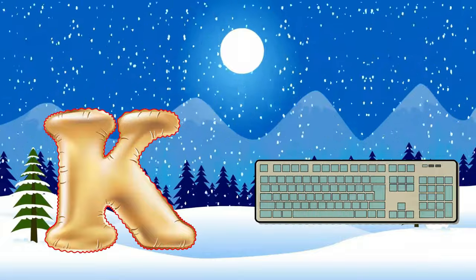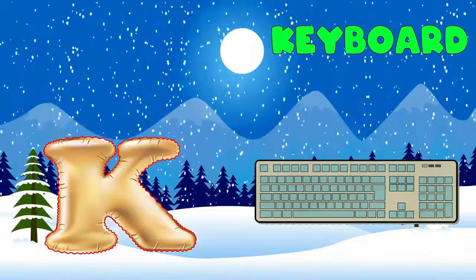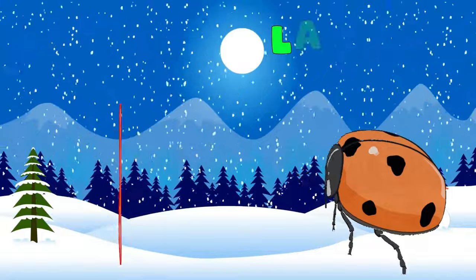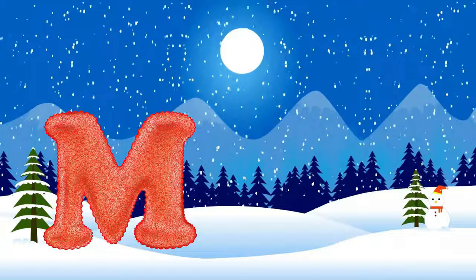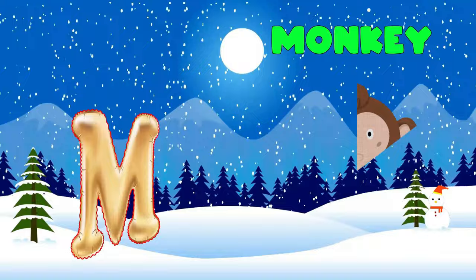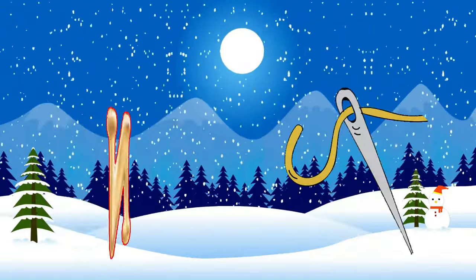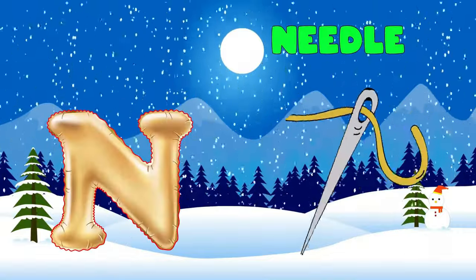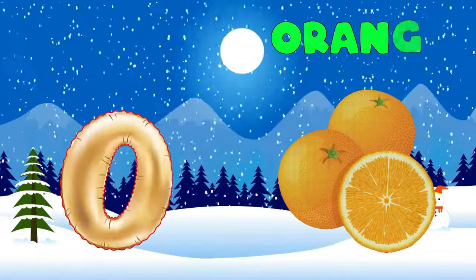K is for keyboard. K, K, keyboard. K, K, keyboard. K, keyboard. L is for ladybug. L, L, ladybug. L, L, ladybug. L, ladybug. M is for monkey. M, M, monkey. M, M, monkey. M, monkey. N is for needle. N, N, needle. N, N, needle. N, needle. O is for orange. O, O, orange. O, O, orange.